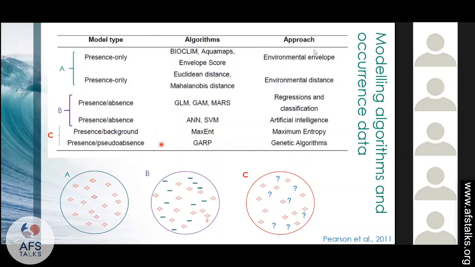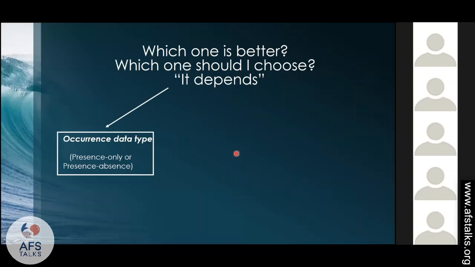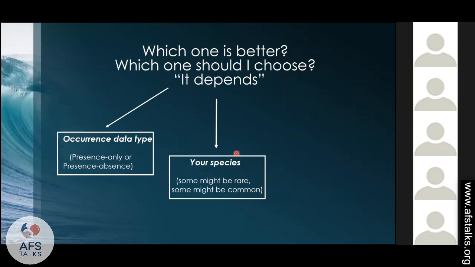Before selecting the algorithm, we should be careful about our model type and our occurrence data type. How can we say which model is better, or which one should I choose? Actually, it depends on the occurrence data type, which we discussed in the previous slide. Similarly, it depends on your species; some species might be rare and some might be common. If my species is rare and I only have minimum data points, then the best model is maximum entropy, or MaxEnt. Why? Because MaxEnt can work with the minimum amount of data. But some other algorithms need an enormous amount of occurrence points to work better. With a minimum amount of data, the model will work, but the result would not be that reliable.